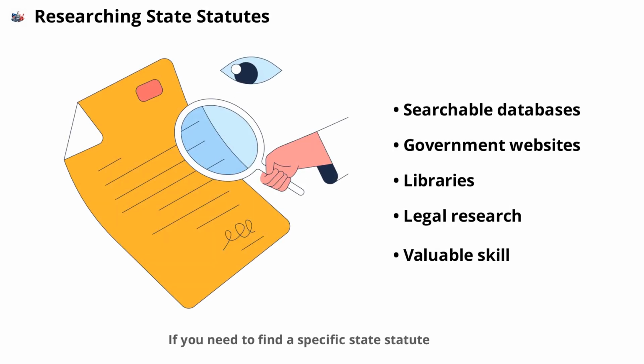If you need to find a specific state statute, there are several resources available. State government websites often provide searchable databases of statutes. Public libraries and law libraries also offer access to legal codes. Legal professionals use these resources to research the law and advise clients. Knowing how to find and understand statutes is a valuable skill for anyone interested in the legal system.